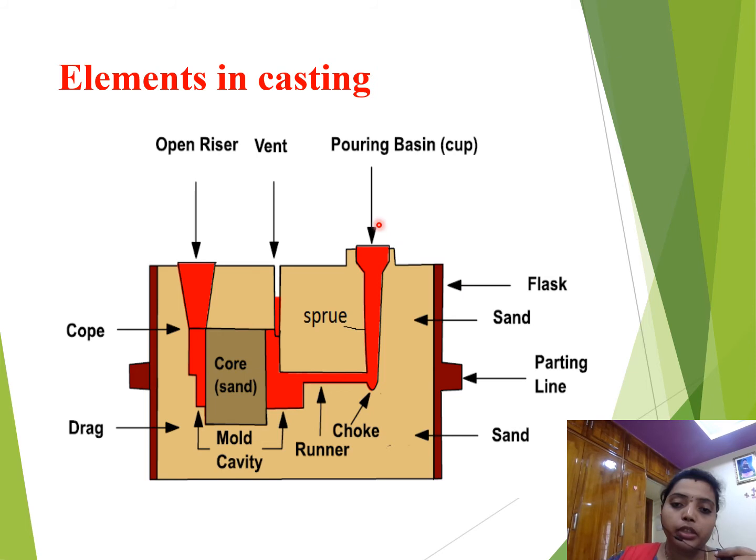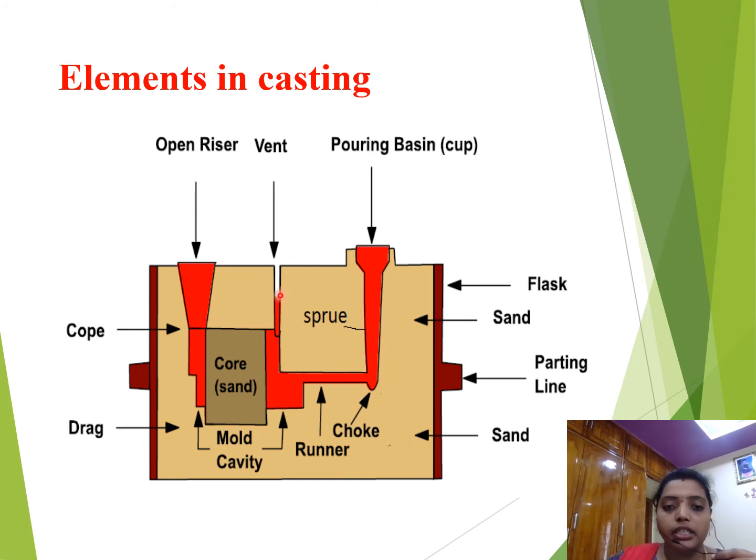This is the whole thing that happens in the casting process. First of all, the molten metal enters the pouring basin, and afterward it enters the sprue. The sand materials, dust or any other impurities in the molten metal are obstructed in the choke part, and the remaining material enters the runner part and then the mold cavity. After filling the mold cavity, it enters the riser part. This is the whole process taking place in casting.